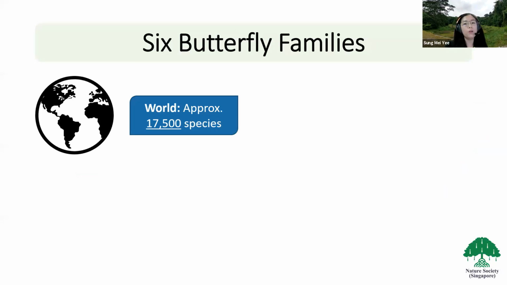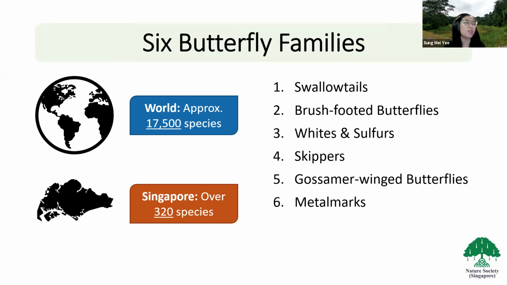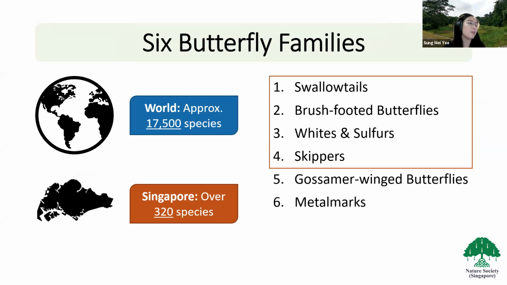Okay, so let us look at the butterflies themselves. In the world, there are about 17,500 species, but in Singapore, we have about 320 species of butterflies. All these butterflies are grouped into 6 smaller families, and these are the 6 families over here. But the butterflies that we'll be going through today will be found in the first 4 families. We will be talking about the swallowtails, the brush-footed butterflies, the whites and sulfurs, as well as the skippers.